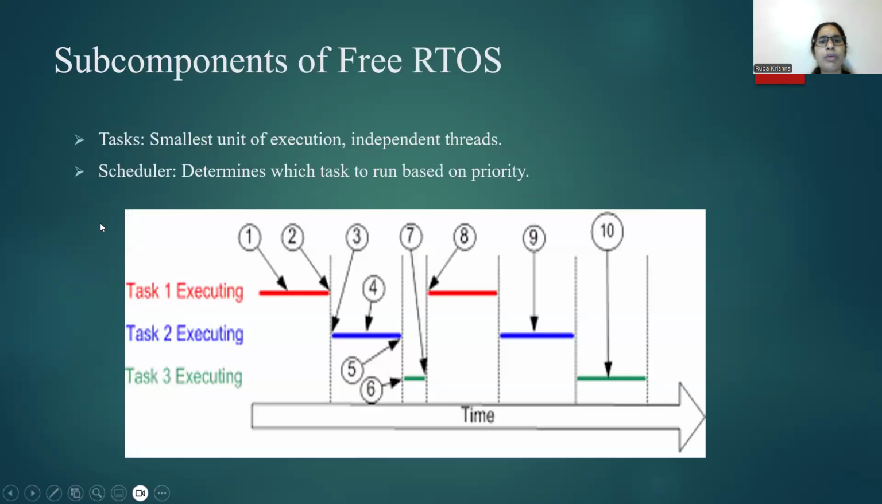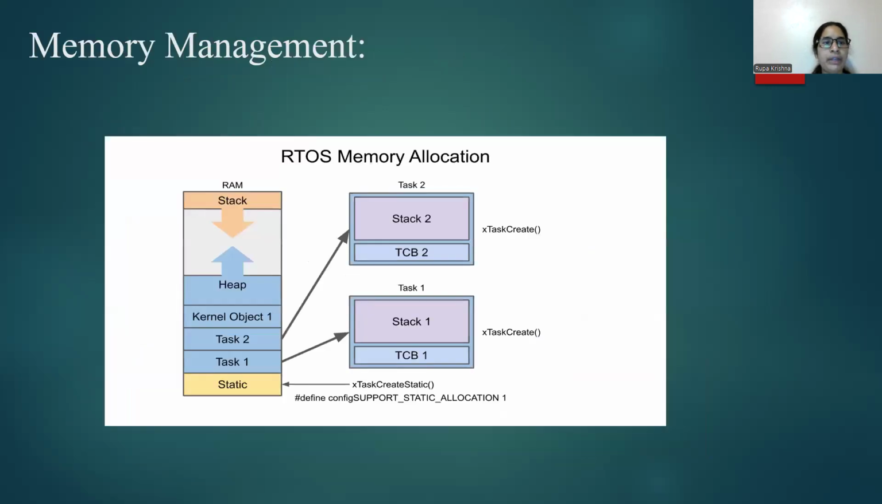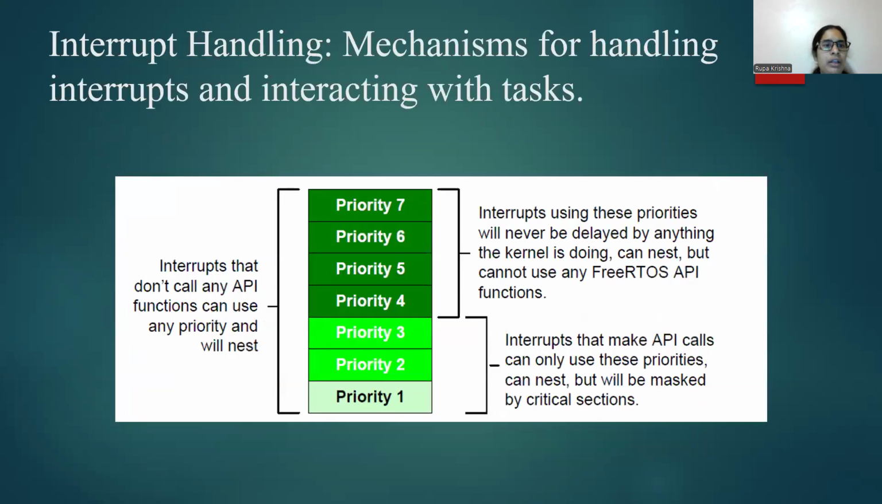There are two types of components of FreeRTOS. One is the task and the other is the scheduler. A task is the smallest unit of execution, an independent thread, and the scheduler determines which task to run based on priority. This is the image of the memory allocation that I have shown in the picture, where the RAM allocates memory to the task 1 and task 2 memory blocks, along with the interrupt handling mechanism for handling interrupts and interaction with the tasks.